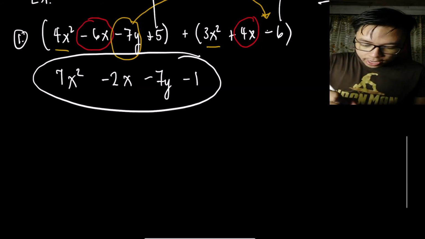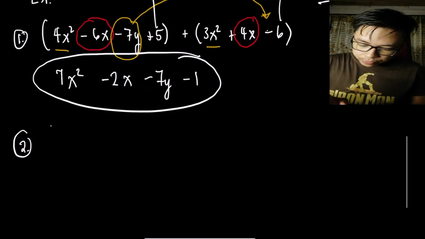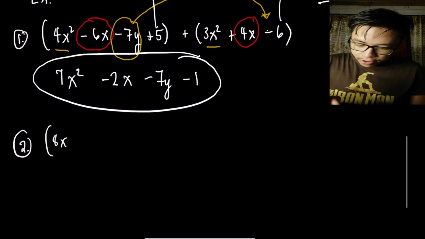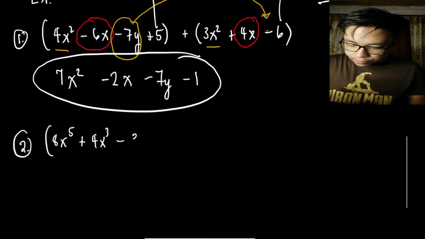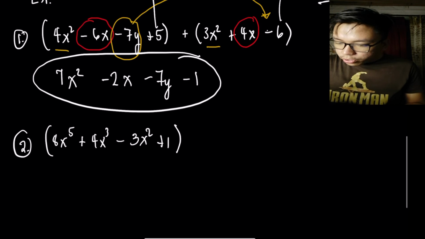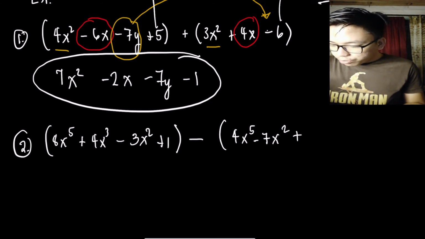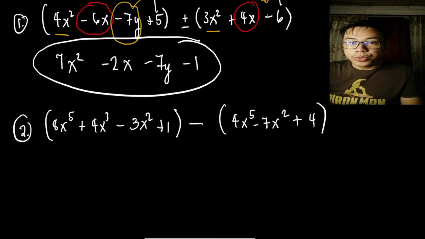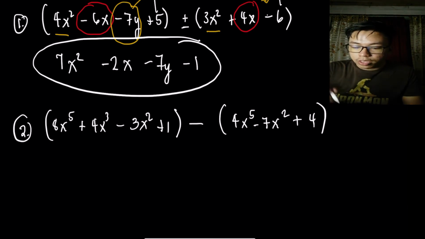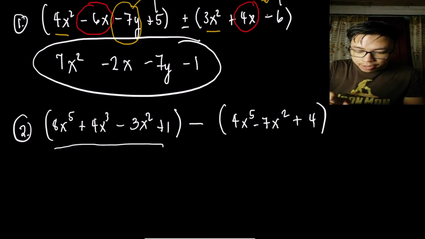That's it. Okay, another example. Let's try 8x^5 plus 4x cubed minus 3x squared plus 1 minus 4x^5 minus 7x squared plus 4. Okay, if you do subtraction, here's the thought. You need to copy the first expression. So I'm going to copy this one.